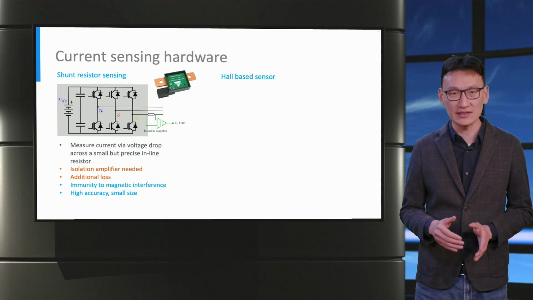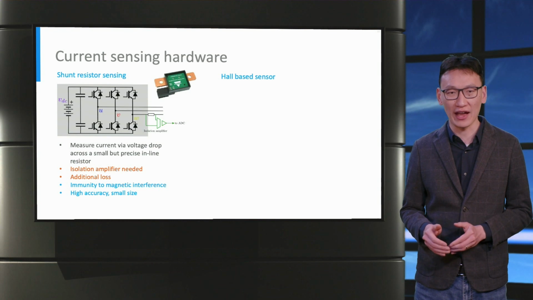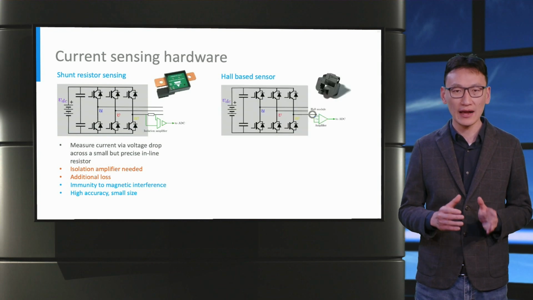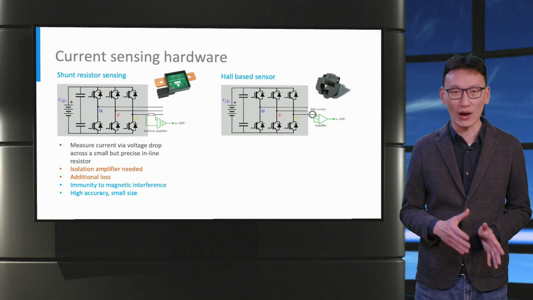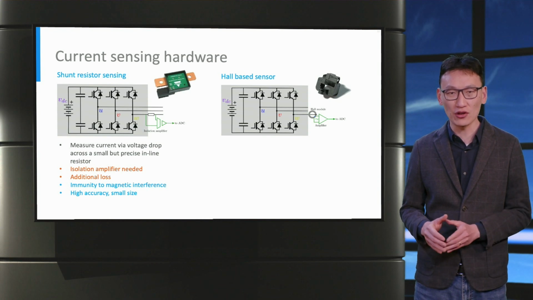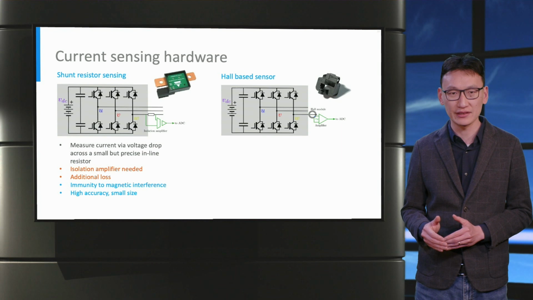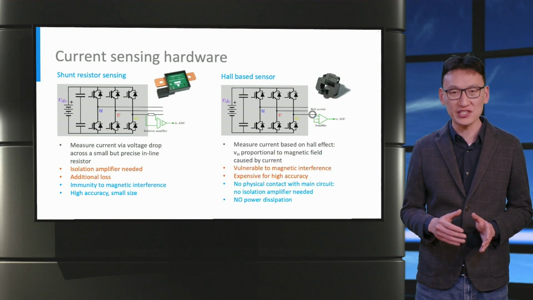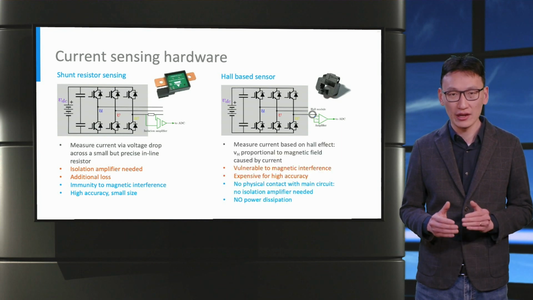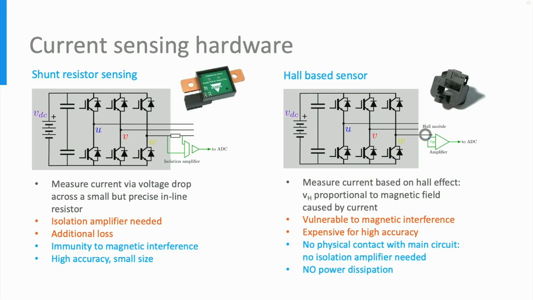The second current sensing technique is based on the Hall effect. As we can see in the figure on the right, the Hall module is not physically connected to the main circuit. Here, the voltage induced in the sensor, VH, is proportional to the magnetic effect caused by the current in the main circuit. The drawbacks of these sensors include vulnerability to magnetic interference, and cost-wise, they are more expensive as compared to shunt resistors.